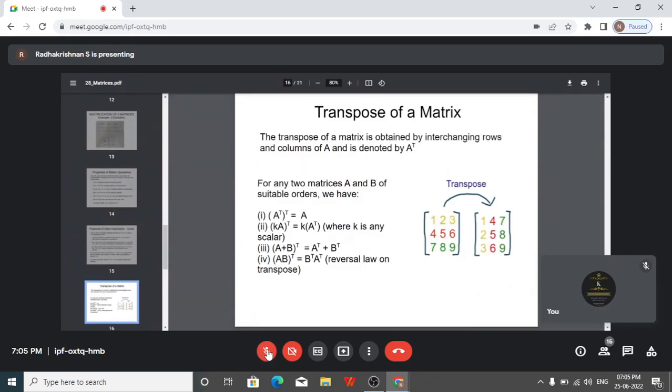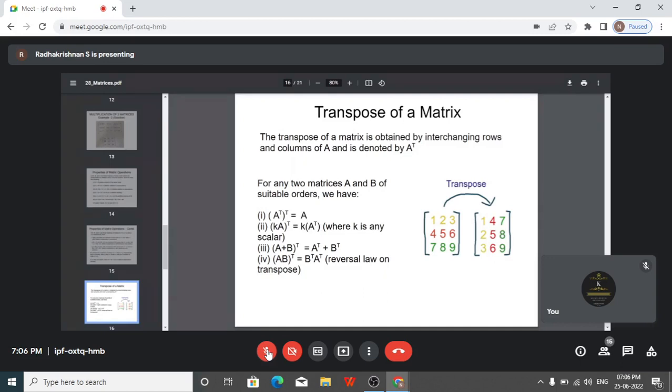So there are some properties. A transpose whole transpose: if you transpose once and transpose again, we are going to get the same matrix. So again if you transpose it will become A. Similarly, K into A transpose: KA whole transpose equals K into A transpose. If you first multiply by a scalar and then transpose, or transpose first and then multiply by the scalar, the result is going to be the same. Similarly for addition, A plus B whole transpose equals A transpose plus B transpose.